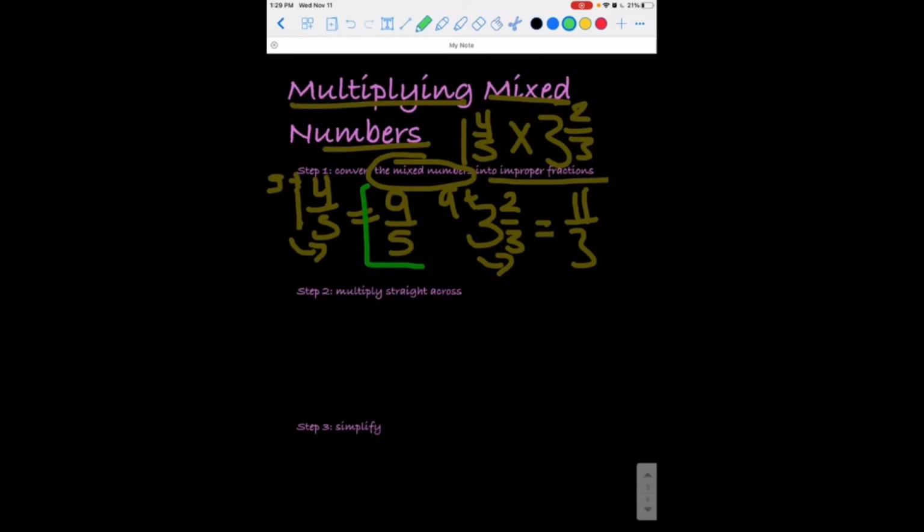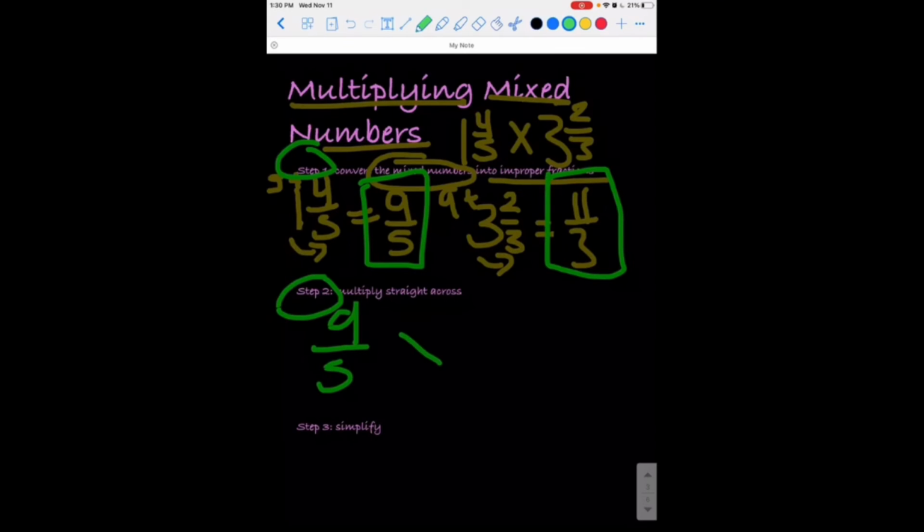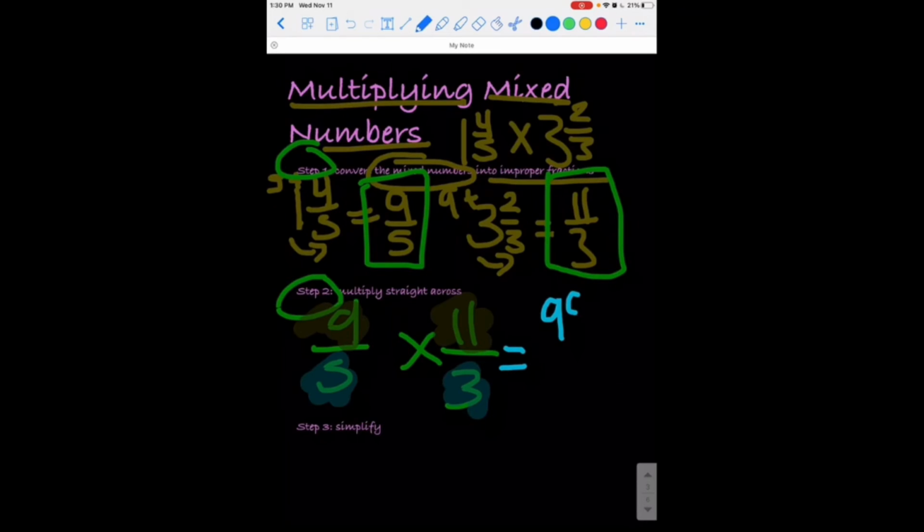So right now I have two improper fractions that I can box in. My step 2, because that was step 1, is to multiply straight across. Now it's very simple. It's not going to take that much time now, because we already got the hard part out. So remember, you multiply this to this, and you multiply this to this, right? Numerator by numerator, and denominator by denominator. And you get 99 over 15.